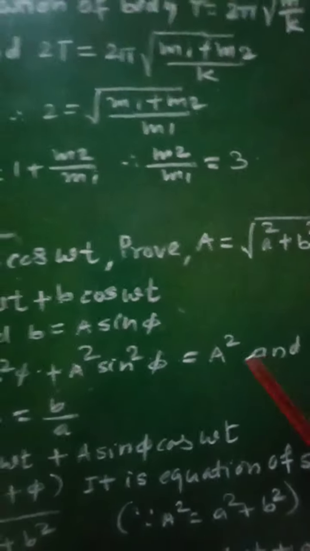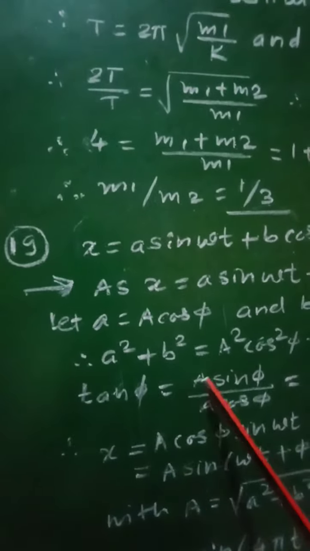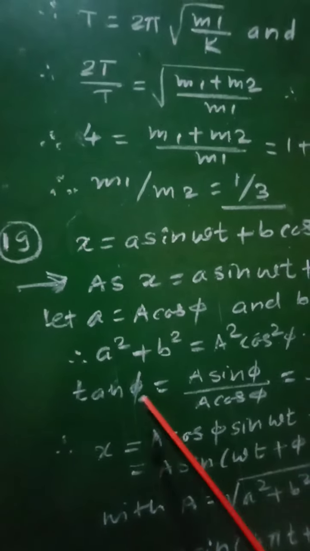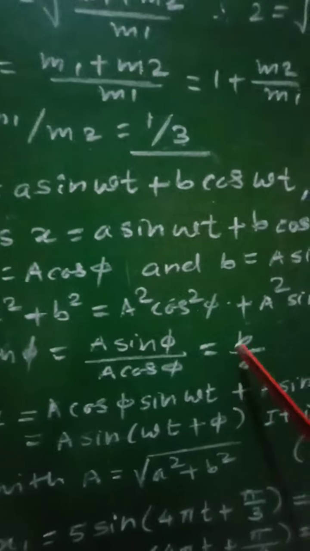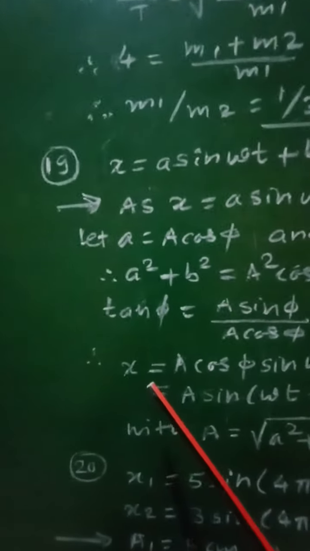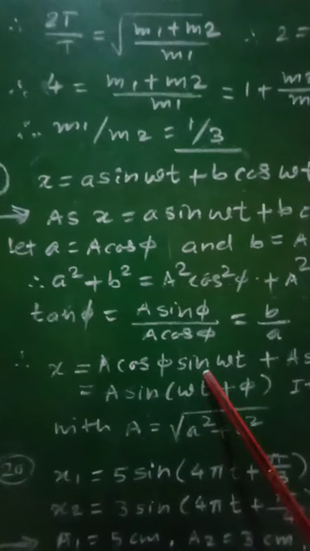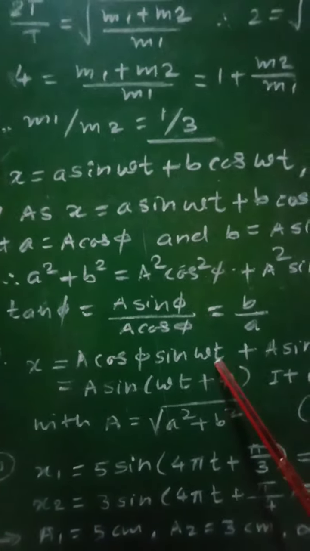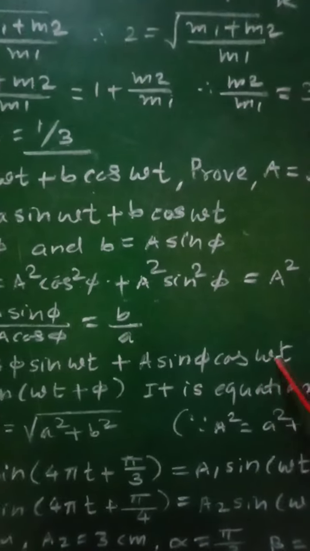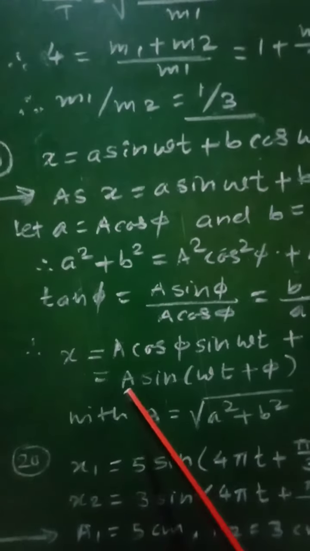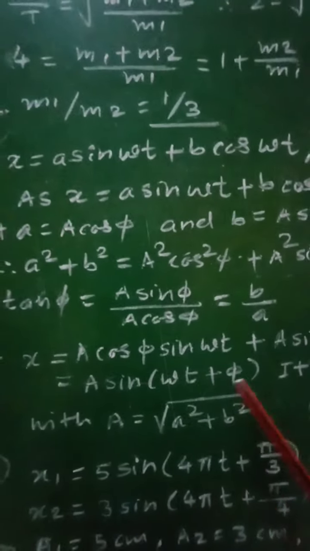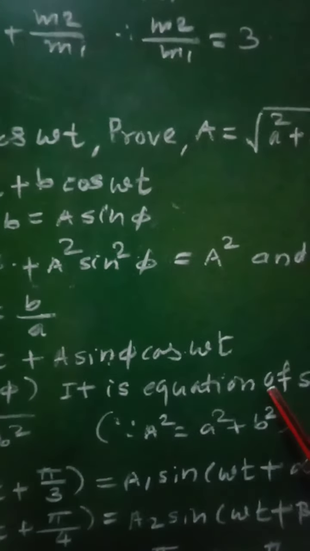And if you take their ratio, a sin φ upon a cos φ is tan φ. So tan φ = a sin φ / a cos φ = B/A. Therefore, we can write x = a cos φ sin ωt, by using the substitution, plus a sin φ cos ωt. Now, as it is sin cos + cos sin, it will be written as a sin(ωt + φ), and it represents the equation of linear SHM.